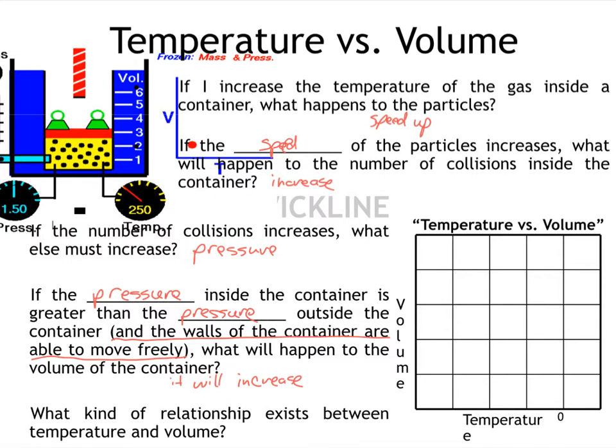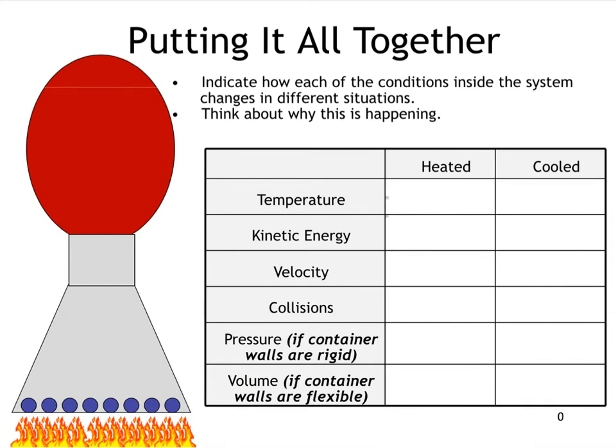Assuming that the walls of the container are flexible, it's a direct relationship, meaning that if you increase the temperature of a gas, the volume will also increase. So the shape of the graph will be the same shape as the previous slide. It's going to be a straight line with positive slope. It doesn't have to be steep, it can be shallow as well, but it has to show a direct relationship: when one increases, the other increases. So this is like a long chain of cause and effect.